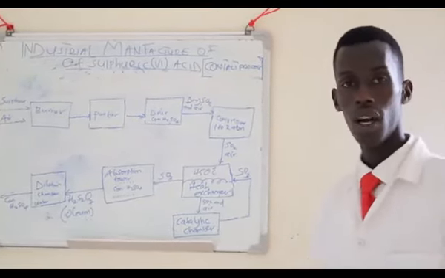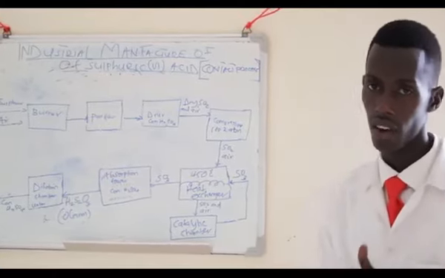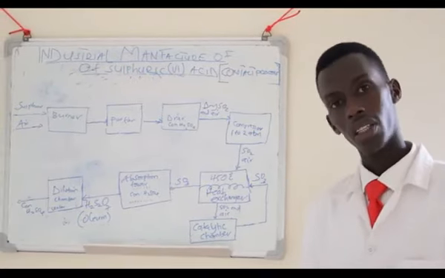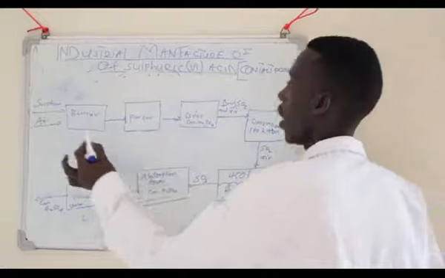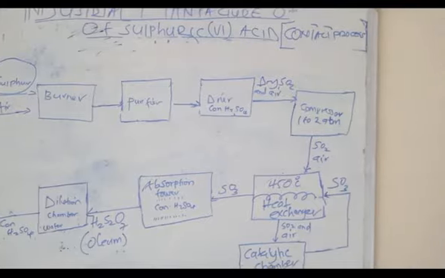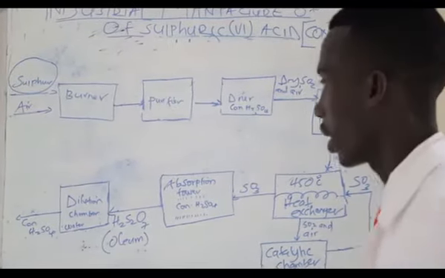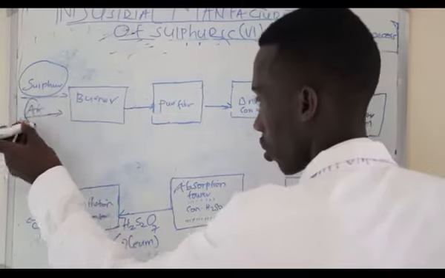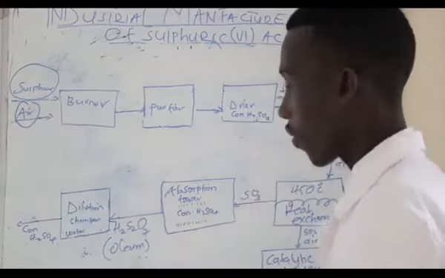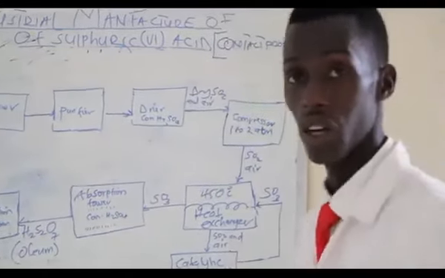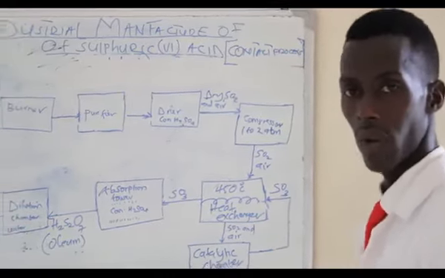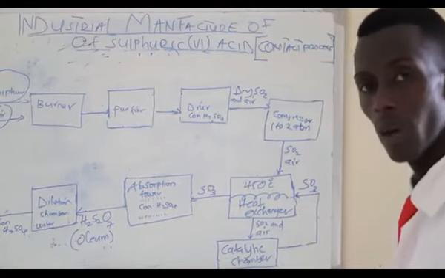What you need to know is the raw materials that are used in the manufacture of sulfuric acid using the contact process. The raw materials are sulfur, or sulfides of sulfur such as sulfide ores, and air. So use air and either sulfides of sulfur or sulfur. In this case we are using sulfur and air. These are the two raw materials that we are using in this process.